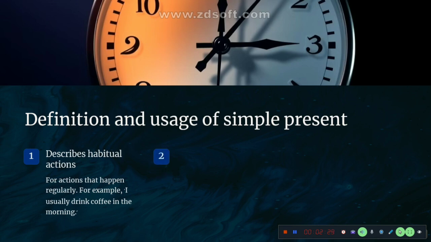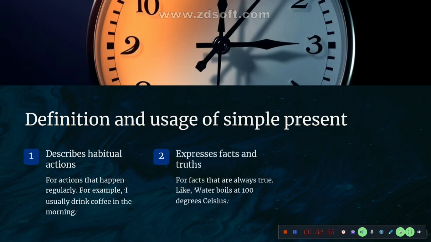Number two, express facts and truths. For facts that are always true, like water boils at 100 degrees Celsius, or the earth turns around the sun. Okay, these are the facts that are based on truth. In these situations, we use simple present.